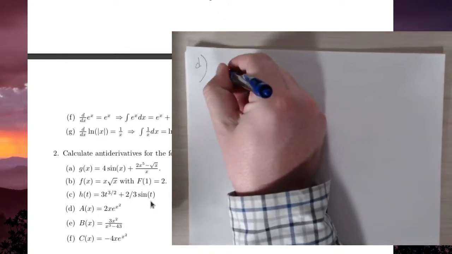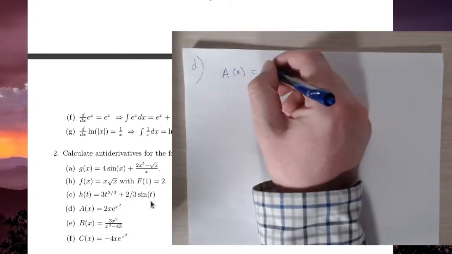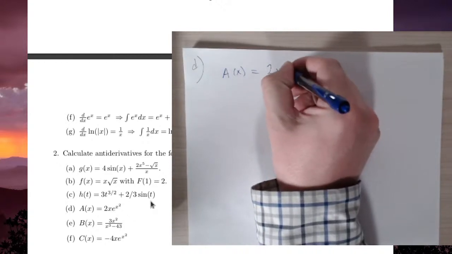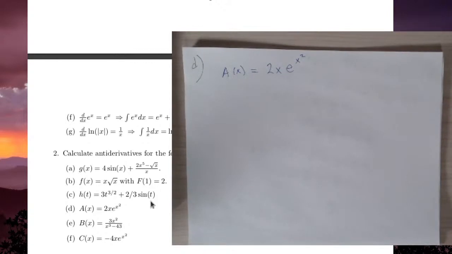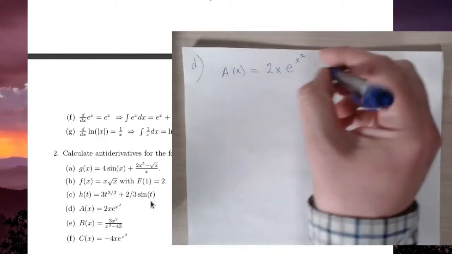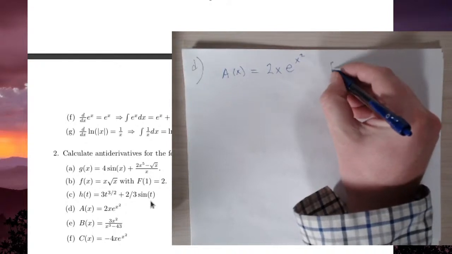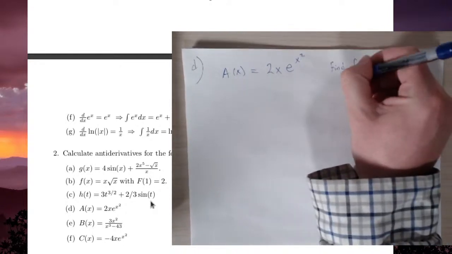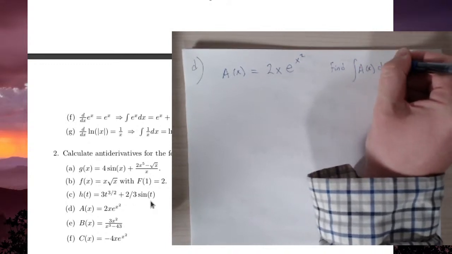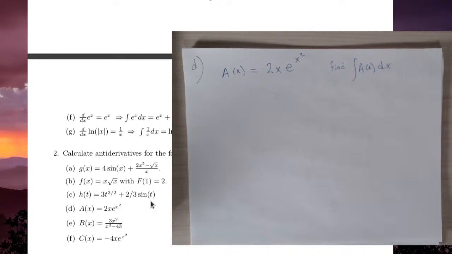So here, a of x is 2x times e to the x squared. We want to find the antiderivative of this thing. So this is a little tricky, because first of all, this has not appeared in the table. I mean, x is in the table, and e to the x squared is in the table. But 2x e to the x squared is not in the table.